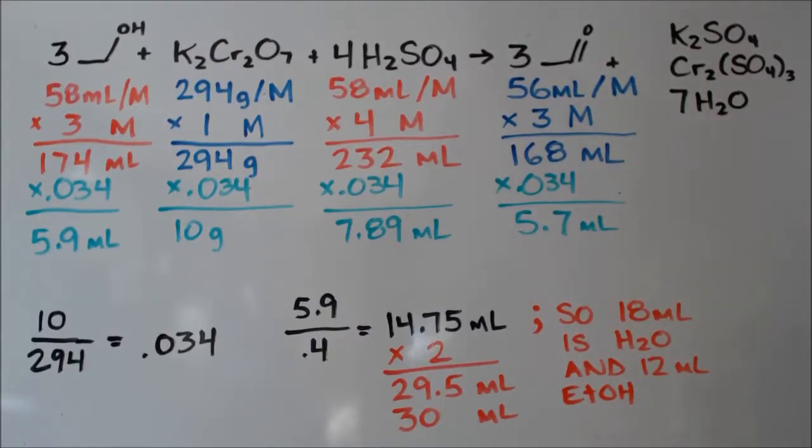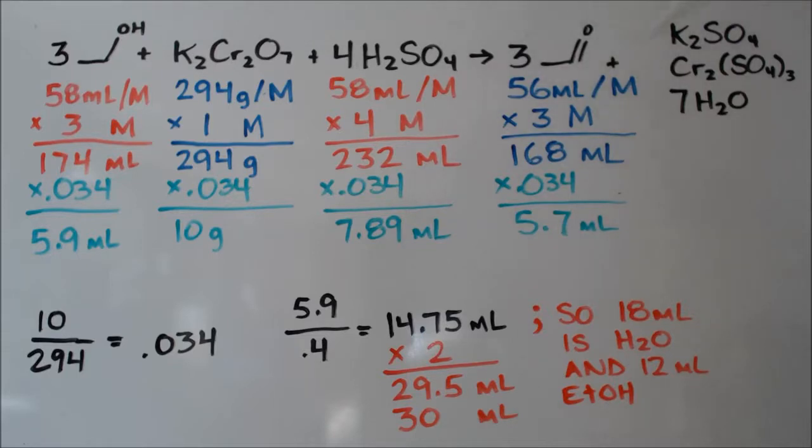I'm here to show you how to make some ethanal, which most people call acetaldehyde. It's through chromic acid oxidation. Now, if you want to see the actual experiment, go ahead and flip to the middle of the video, because I'm going to go over my stoichiometry.